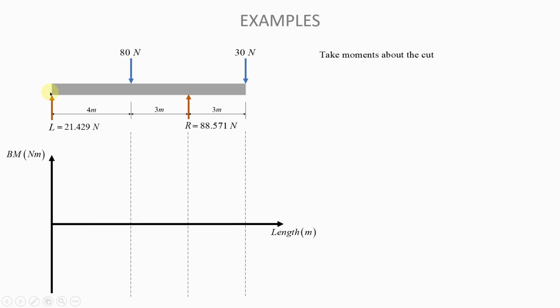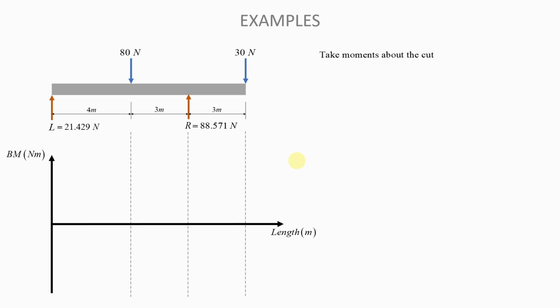Cutting it from left to right, we will cut it here and get rid of that, and what we will look at is this. Then we will cut it here, get rid of that, and what we will look at is that. That is what I mean by cutting the beam from left to right. And then we will take the moments about the cut.